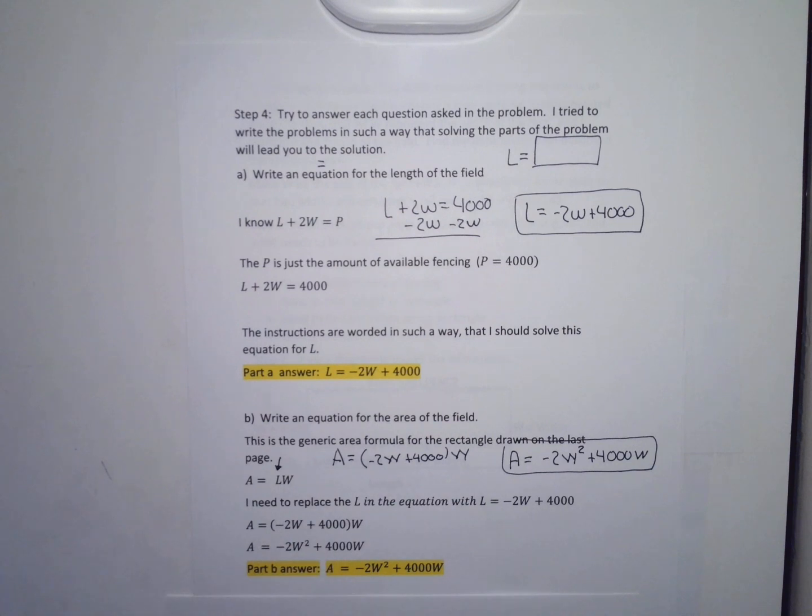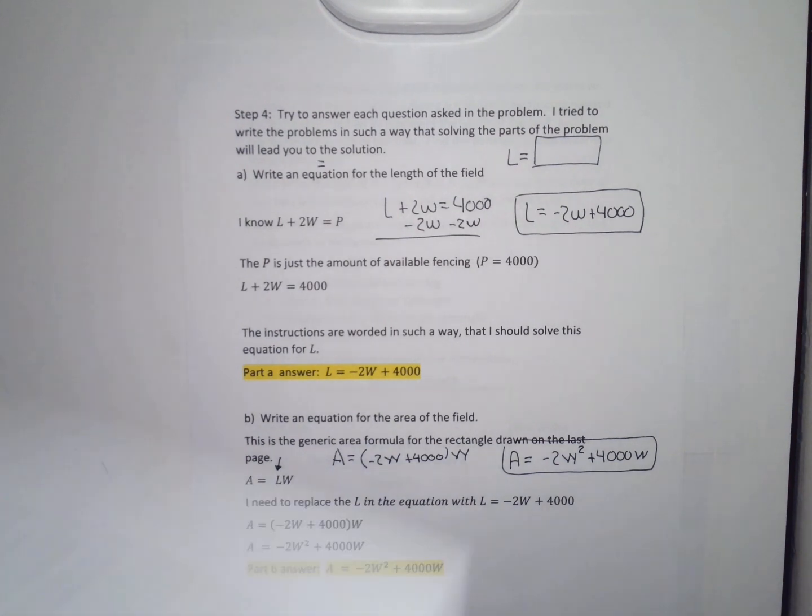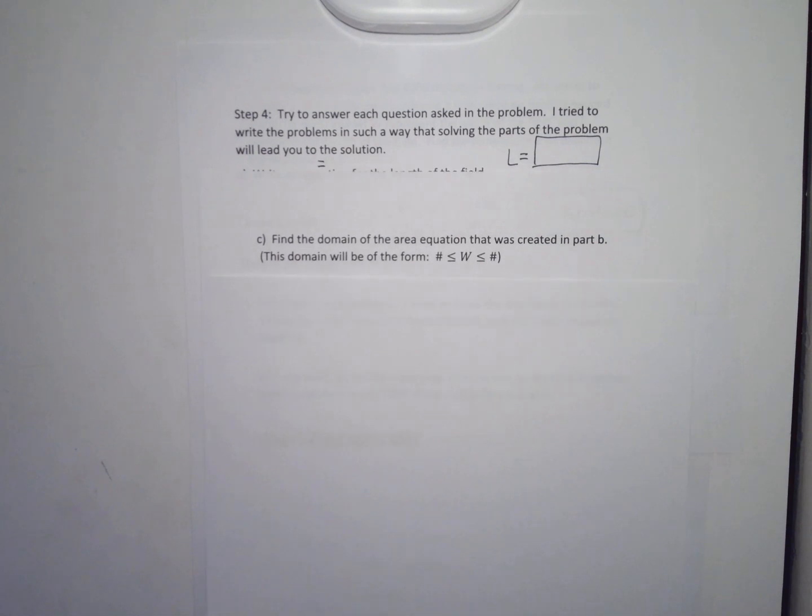That's going to give us partial credit. It's going to make my work easier to grade on the test. But ultimately, my answer needs to be the length is some number, the width is some number, and I'm probably going to use up all 4,000 meters of fencing. So part C, I'm going to turn this into an absolute maximum problem.